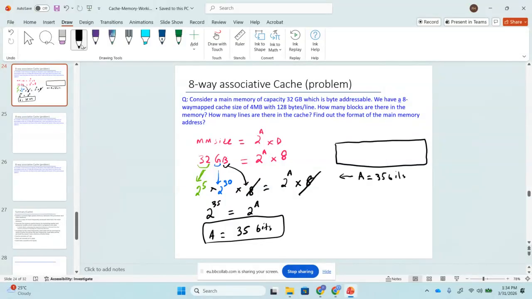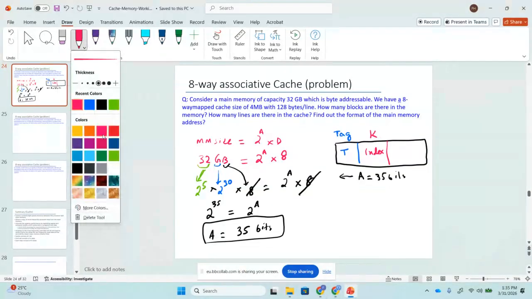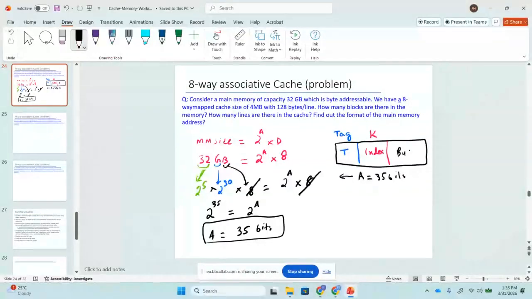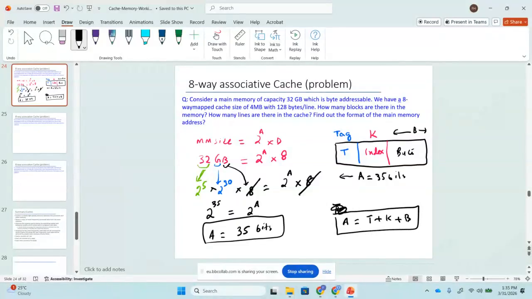Now what we do is partition this main memory block address into 3 fields. A is 35 bits, and it can be partitioned into 3 fields, namely the tag field, which is T, then the index field, which is K, and the byte field, which is B. If we compute A, A is actually T plus K plus B. Is this clear or not clear? Clear. Okay.